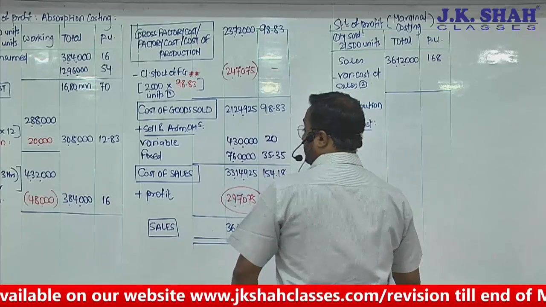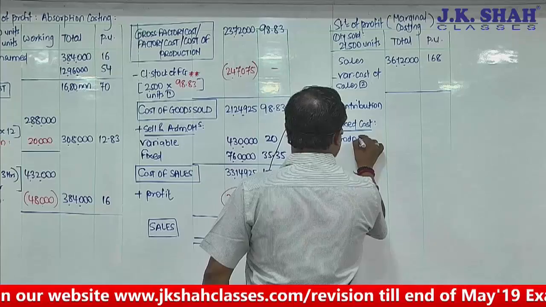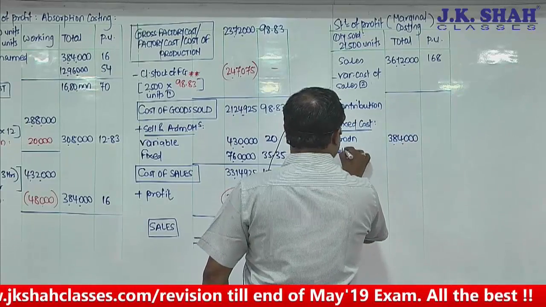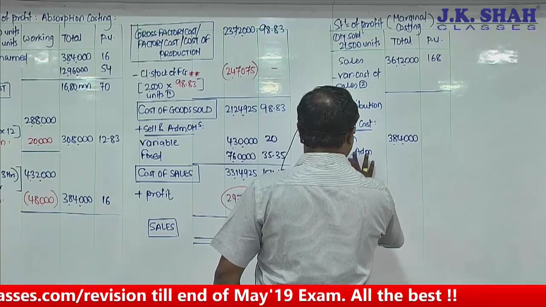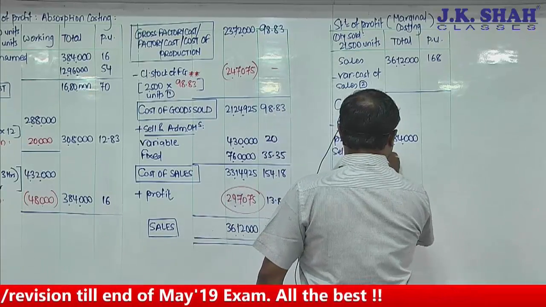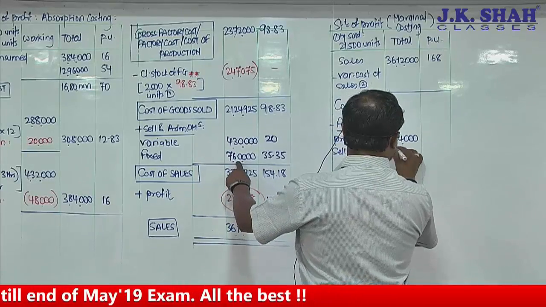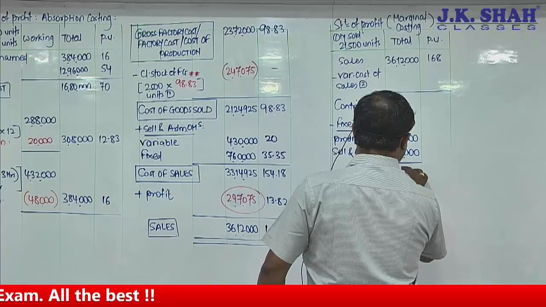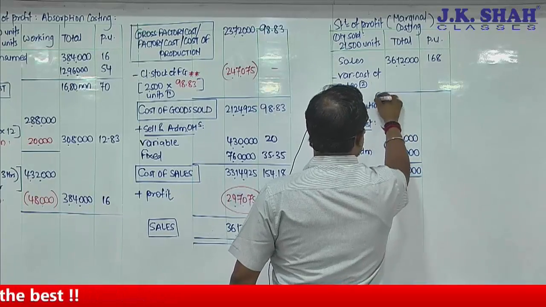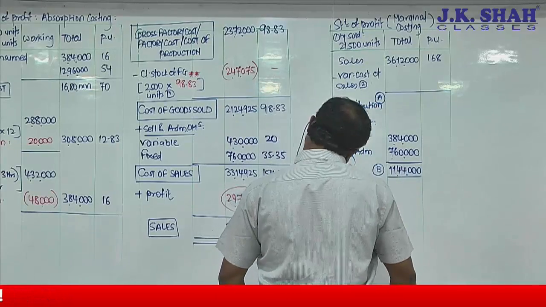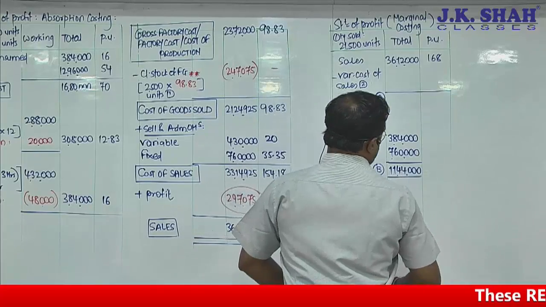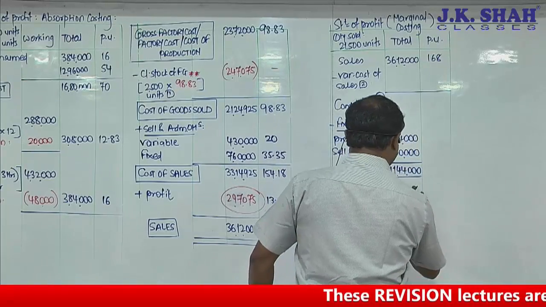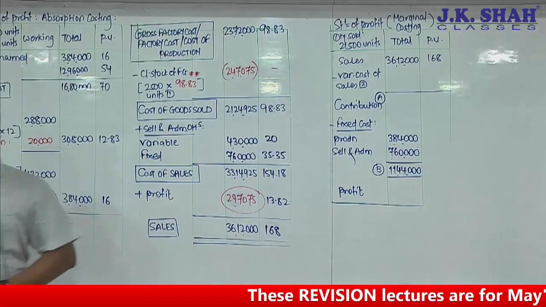And I have a fixed cost bifurcation. My production fixed cost is 3,84,000. My selling and admin fixed cost is 7,60,000. That means my total fixed cost is 11,44,000. Contribution will be termed as A, fixed cost will be termed as B. 384 plus 760, 1144. If you subtract from contribution, you will be left with profit. It's not a big deal. This is what I'm supposed to do.